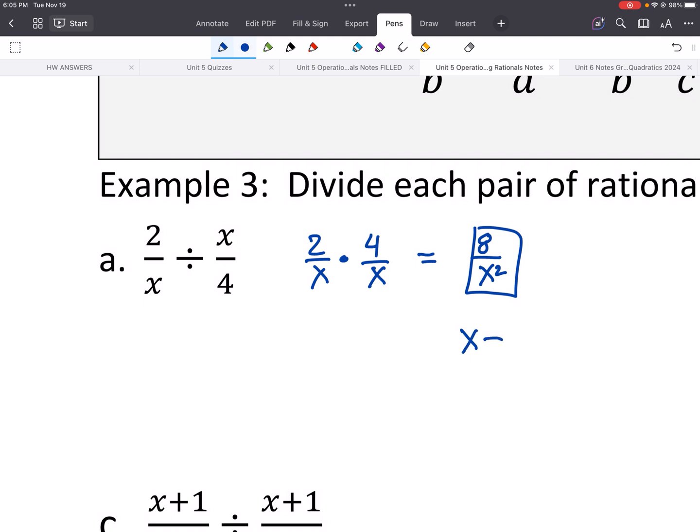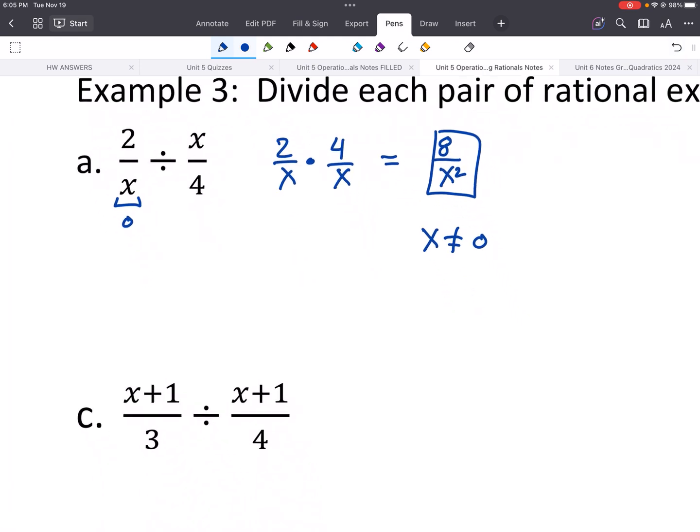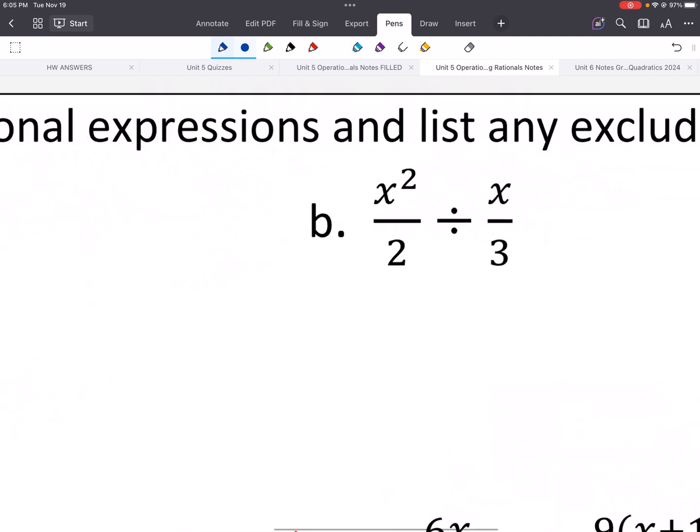And then our excluded values, it cannot be 0. And again, we could see it here, that can't be 0. Either of those could be zeros. Or we could see it here, x can't be 0. Okay, so lots of places where we can't have x be 0. All right, I think we have this one.